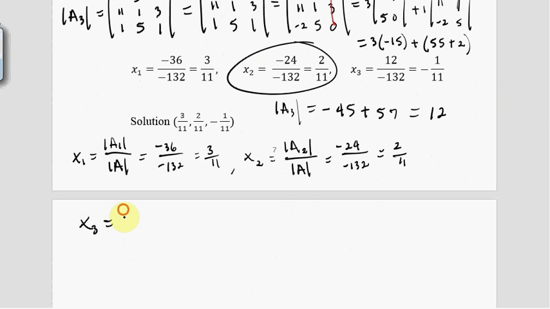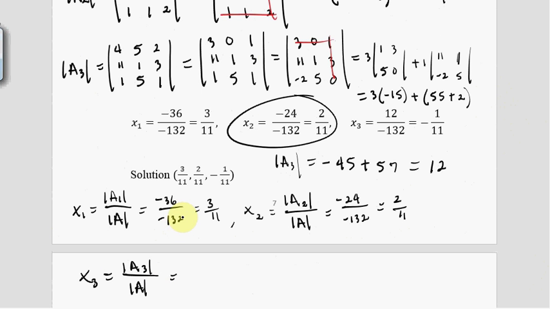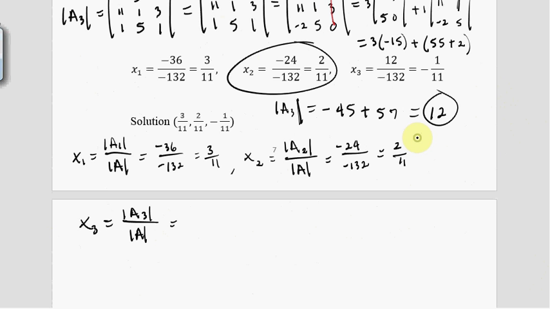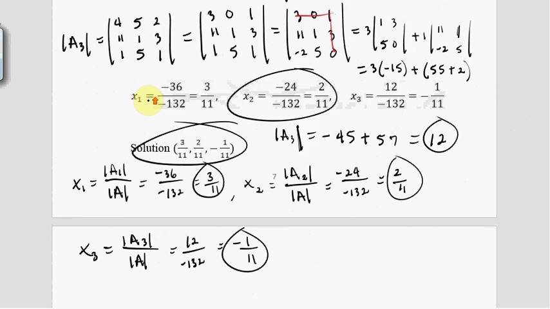Then x sub 3 is the determinant for a sub 3 all over the determinant for a. We just found the determinant for a sub 3 to be 12, over negative 132. That gives us negative 1 over 11. So you put all 3 together, and you get the solution for that system.